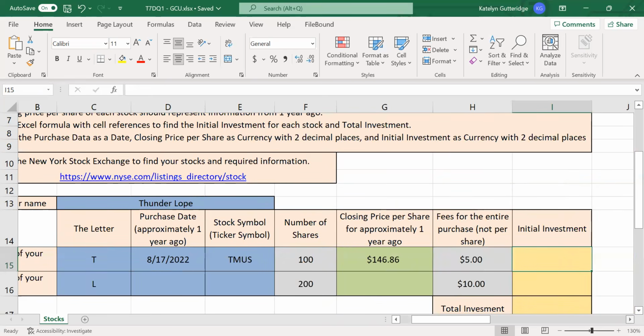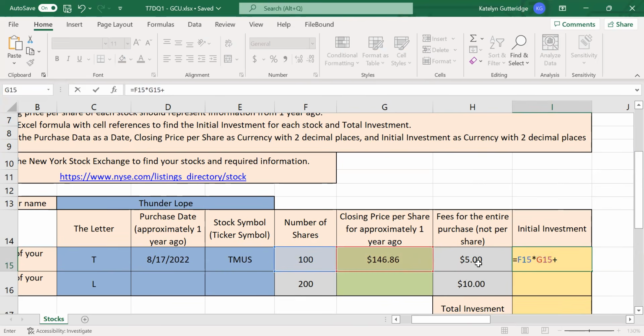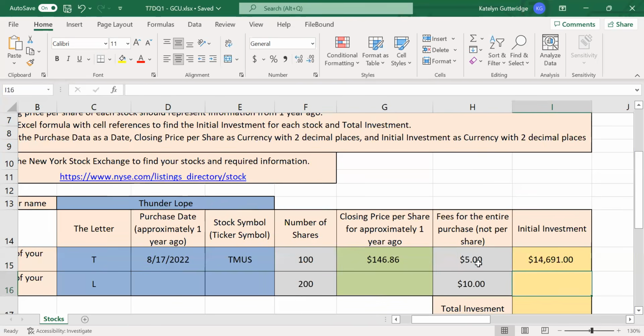I'm going to pretend that for the first stock, I'm taking out 100 shares and I'm going to have a fee of $5. The fee is not for each share, it's just a flat fee of $5. So for my initial investment, I'm going to have 100 shares at $146.86 each. So I'm going to take the 100 times $146.86 and then add on the fee. And that will get me my initial investment.